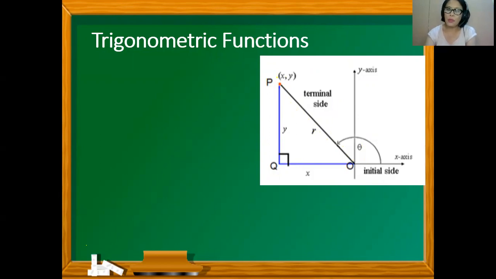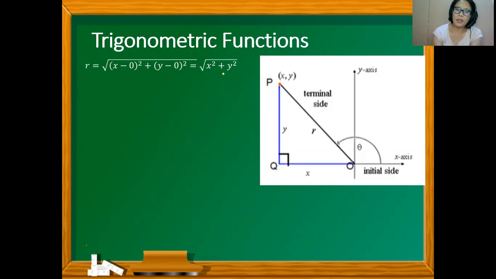O. Now, we can find the distance here using the distance formula by considering point P and the origin. So, we come up with r equals the square root of x squared plus y squared. Take note that r here should be greater than 0 since distance is never negative.